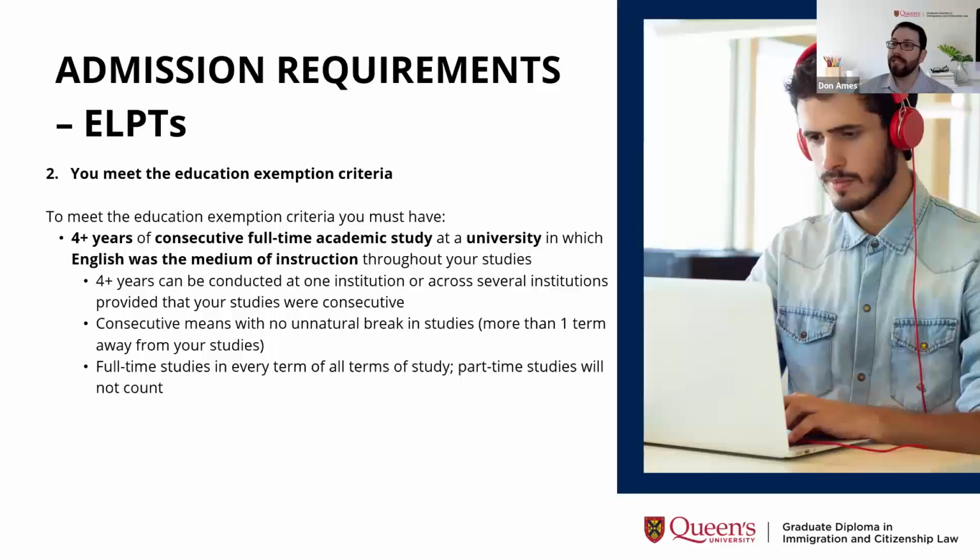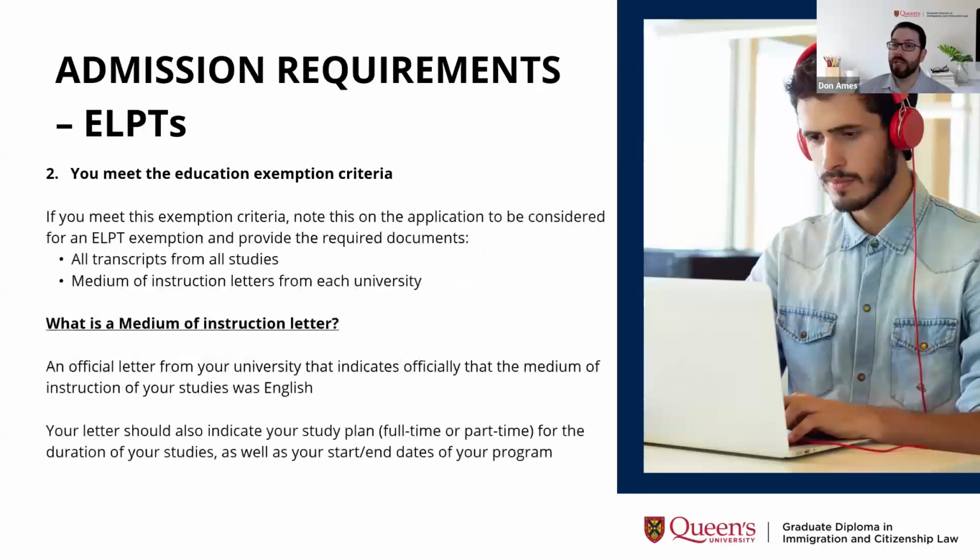Studies need to be done at a university. College-level studies are not acceptable, even if they are consecutive with a 3-year undergraduate degree. Can't utilize college programs in this exemption. Also, English needs to be the medium of instruction. You need to provide proof that English was the medium of instruction through either your transcript, which indicates it, or a medium of instruction letter directly from your post-secondary institution.